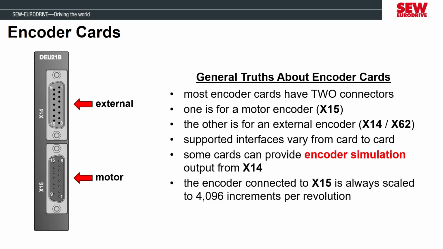Lastly, one thing that is important to remember is that any encoder or resolver connected to X15 will be scaled up or down to always equal 4096 pulses per revolution. For example, if the actual resolution of the motor encoder is 1024 pulses per revolution, the MOVIDRIVE is going to upscale that to 4096, and if we looked in the parameters, this is what we would see per rotation. This is helpful to know during troubleshooting to determine if the encoder or motor is wired properly. We know that for each rotation of the motor shaft, we should see 4096 pulses counting up or down depending on the direction of rotation.